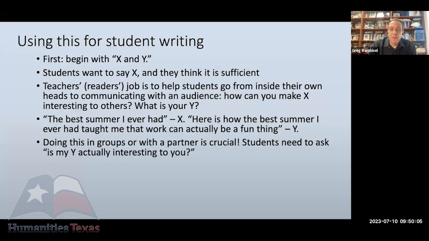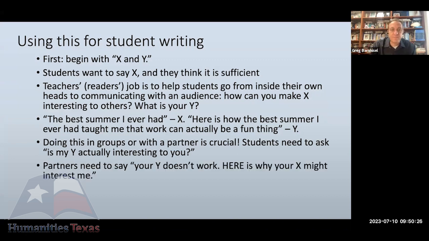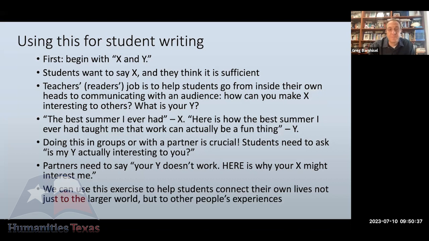So as we were talking about, doing this in groups or with a partner is absolutely crucial. Somebody has to be able to speak back and say, is my why actually interesting to you? Can you tell me why this is interesting, or more usefully, why this isn't interesting? And maybe, what do you find interesting about this thing that happened to me? What questions would you have for me? The partners, and this is what we'll be doing in the second half, need to say, well, your why doesn't work. This isn't interesting, but here is what one might find interesting.